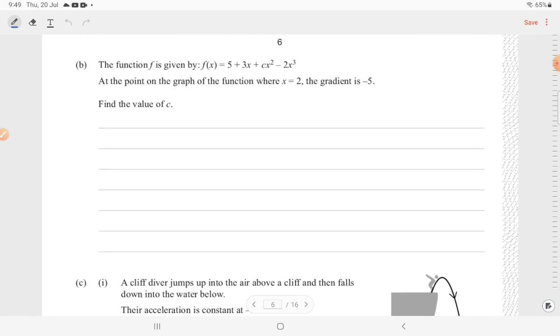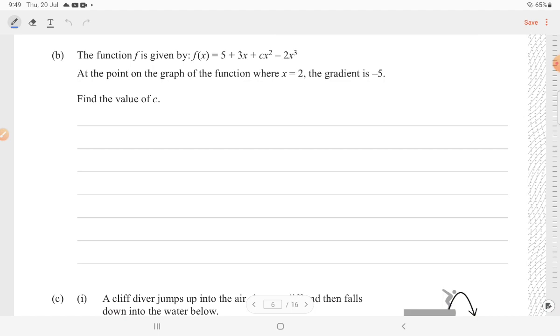The function f is given by f of x equals 5 plus 3x plus cx squared take away 2x cubed. At the point on the graph of the function where x equals 2, the gradient is negative 5. Find the value of c. So remember that f dash x shows what the gradient is at a certain point. So take f dash x.